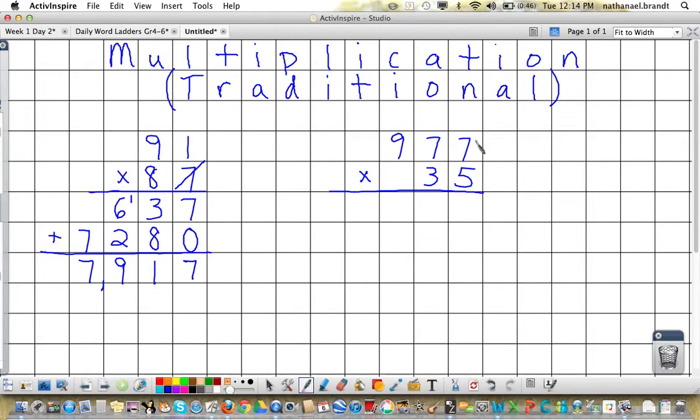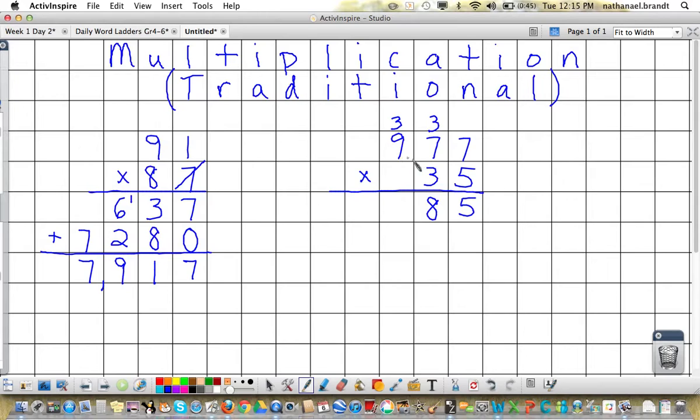And again, we start with the ones place on the top times the ones place on the bottom. 7 times 5 is 35. So we put our 5 down in the ones place. 3 is actually 30 from the 35, so that gets carried up to the tens place. Now we're multiplying the tens times the ones. So 7 times 5 is 35. Plus 3 more is 38. And we carry that 3 out to the hundreds place.